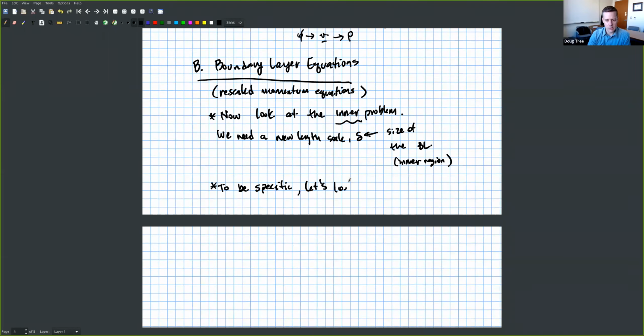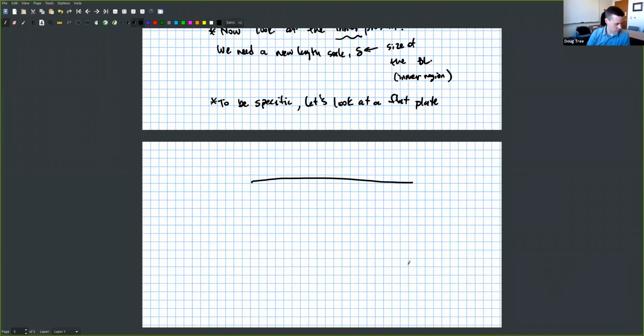So let's look at a flat plate. A flat plate will turn out to be the easiest boundary layer problem that I know how to solve. Maybe the only one that, that's not true. I know how to solve the other ones. I don't know if I've ever solved them all the way out, but the flat plate one we can do. Okay, so remember, we're going to have something like this. Delta is going to be the size of the inner region. L is going to be the length of our plate.